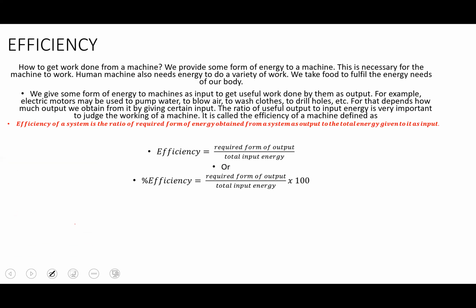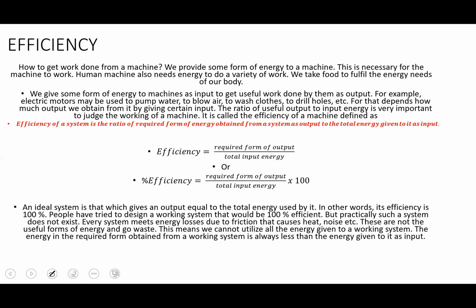Or if we want to calculate that as a percentage, what do we do? So percentage efficiency is equal to the required form of output divided by the total input energy, multiplied by 100. An ideal system is one which gives out energy equal to the total energy used by it. In other words, efficiency is 100%. That means for an ideal system, input will be equal to output.